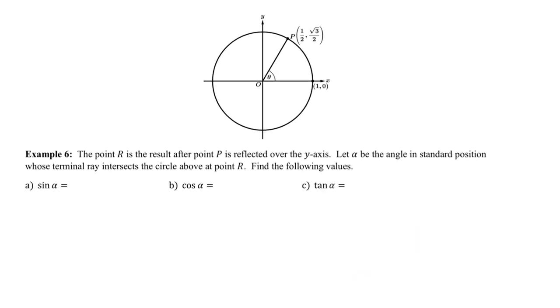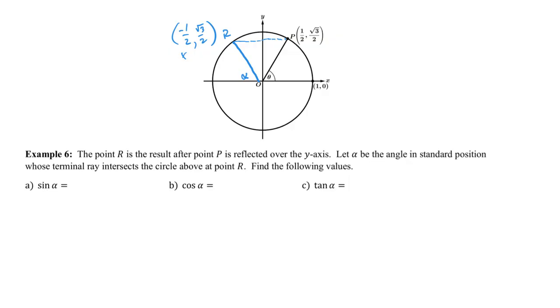Last one. The point R is a result after P is reflected over the y-axis. Let alpha be the angle in standard position whose terminal ray intersects the circle above at point R, and then find the following values. So let's mark where that's going to be. So there it's reflected over the y-axis. So what is my new point here? Well, my y is going to stay the same because I'm at the same height. So the y is square root of 3 over 2. But what happened to the x value? Well, I went left instead of right, so that's a negative. So there's my new point.